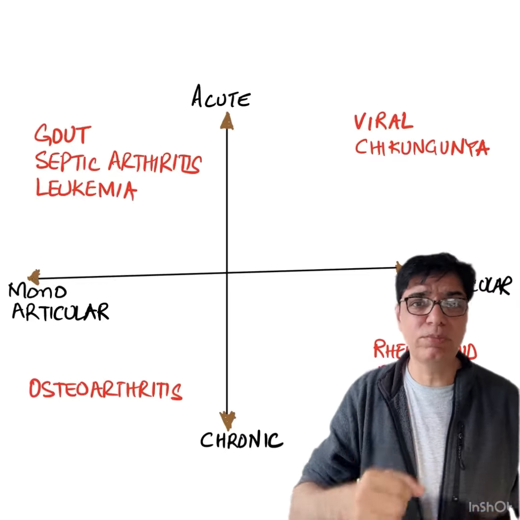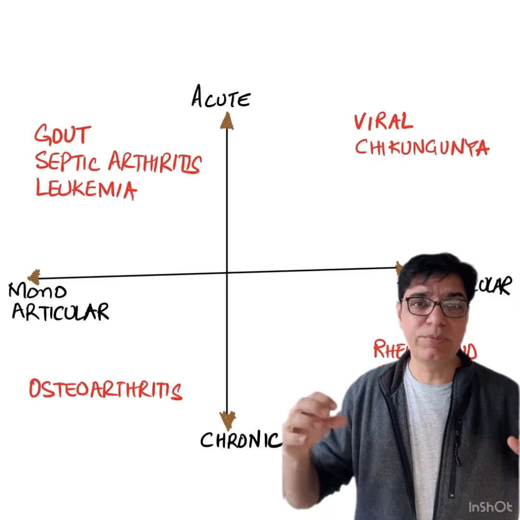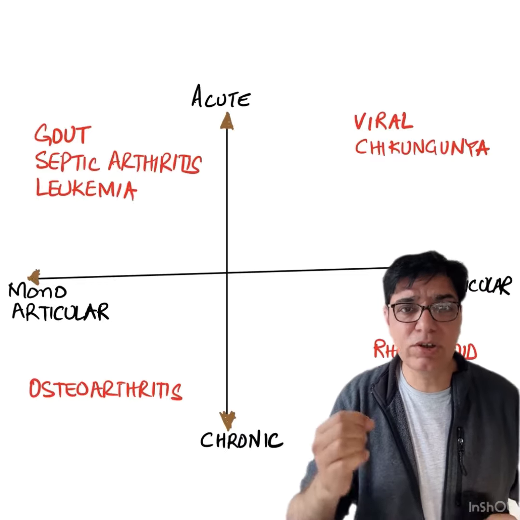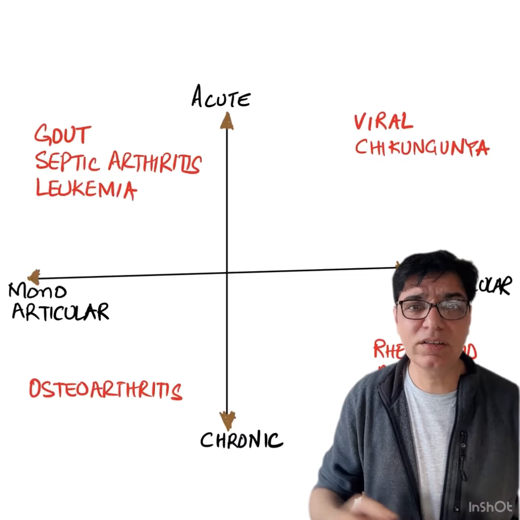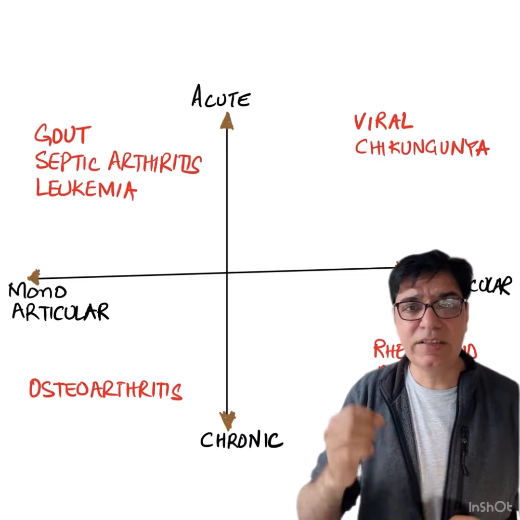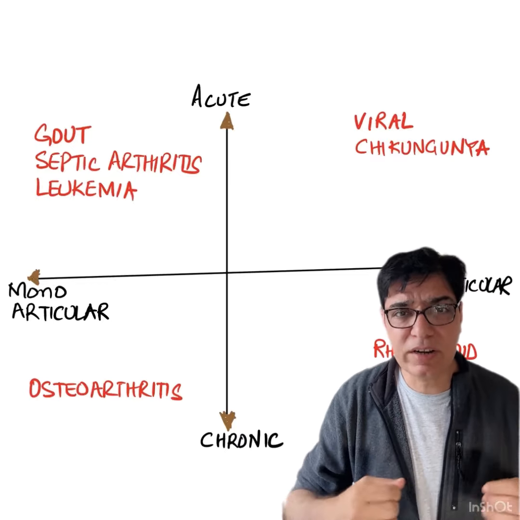Now, with chronic monoarticular arthritis, you should be thinking of osteoarthritis. The joint pain is going to be worse at the end of the day, the first line treatments being NSAIDs. And finally, we have chronic polyarticular arthritis. This is going to be the classical script for rheumatoid arthritis. Key is going to be the prolonged morning stiffness greater than 30 minutes. And these patients are going to be treated with methotrexate.